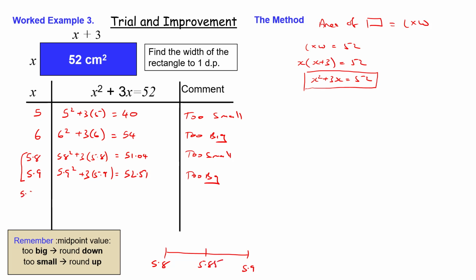So you try 5.85 in our equation. 5.85 squared plus 3 times 5.85. Work that through my calculator and it gives me 51.7725. Smaller than 52, so too small. So 5.85 is too small, which means I'm going to try something bigger than that. So I'm going to travel towards 5.9, which gives me my answer. So x is equal to 5.9.